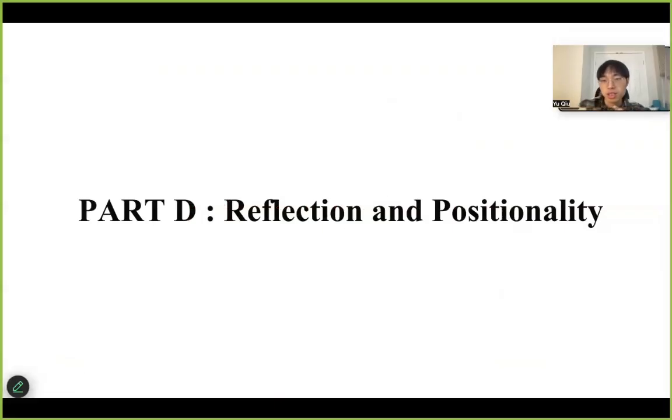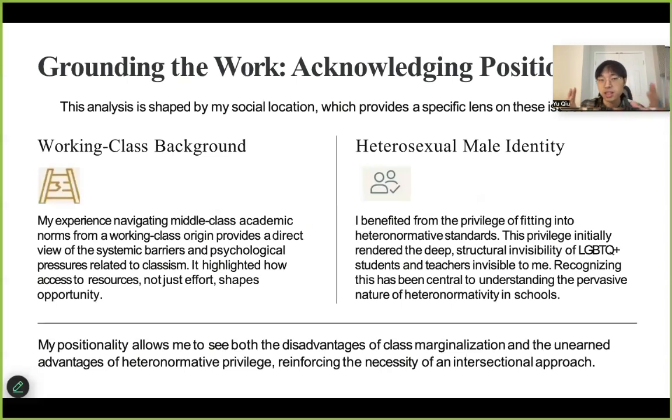Part D, reflection and positionality. This analysis is shaped by my own social location, which provides a specific lens on these issues. For example, I come from a working class background. My dad is a construction worker. My mom works at a restaurant as a waitress for over 12 years. I come from a working class family, and through my whole primary and secondary education, I was surrounded by classmates from middle class background. And later, I was fortunate to attend a good university and eventually study abroad, which exposed me further to middle class students.